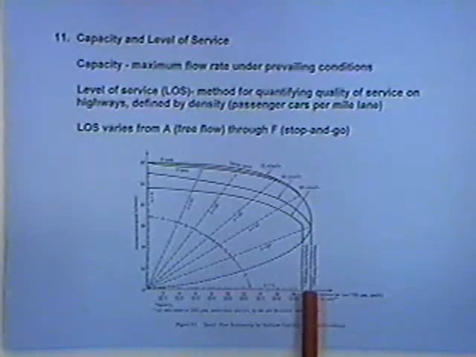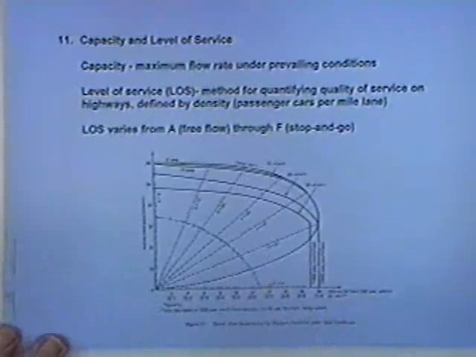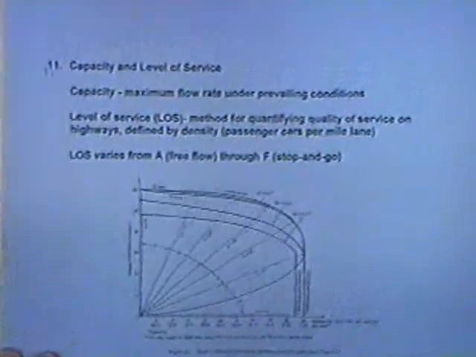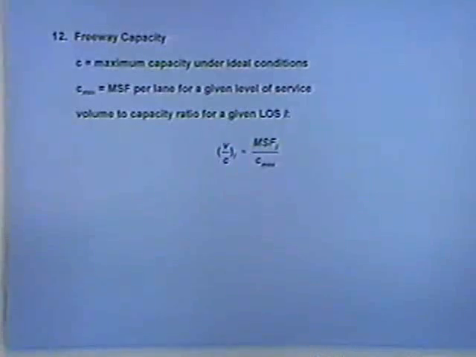So a couple of points. These are passenger car equivalent values, and this is also given on a per lane basis. The other point to make is that the conditions shown on that chart are ideal conditions. Those were freeway curves, and we're going to talk about freeway capacity, because we've talked about capacity as being the maximum capacity under ideal conditions.